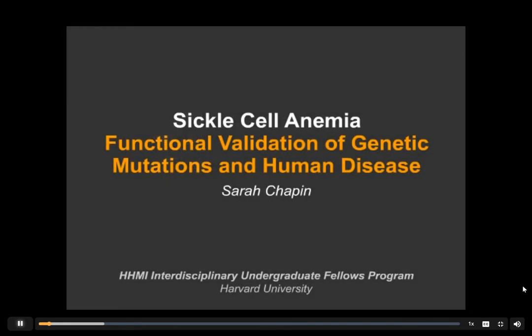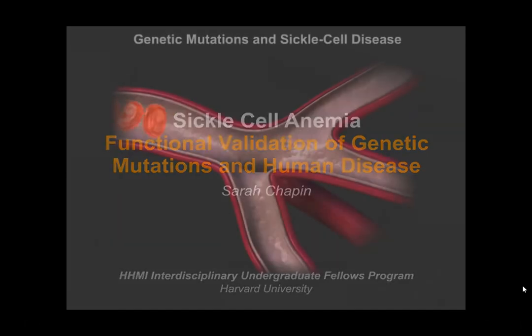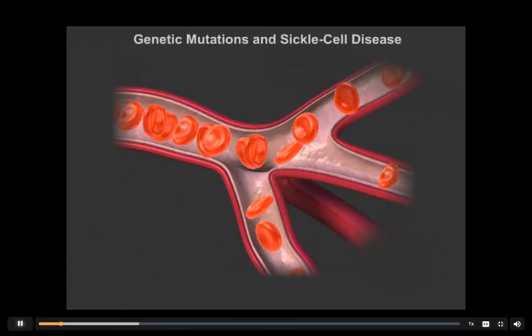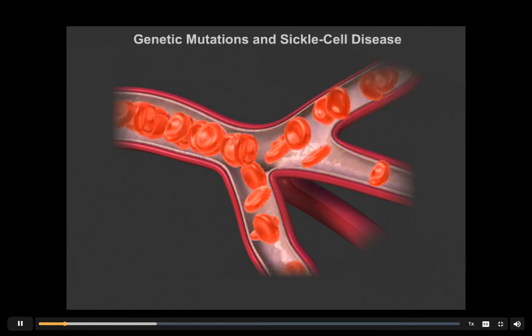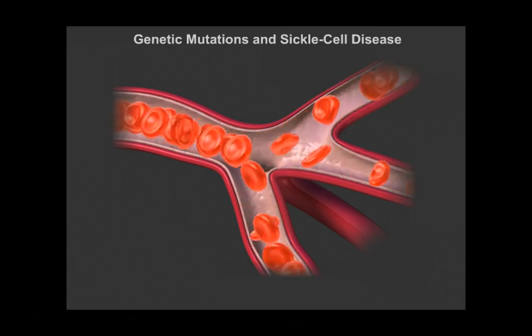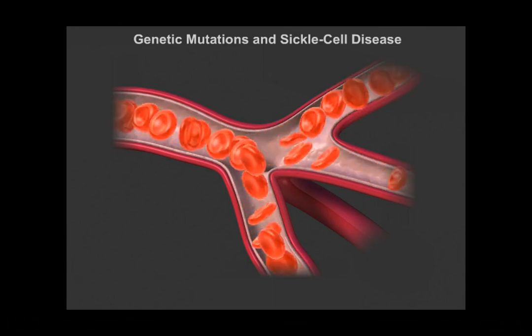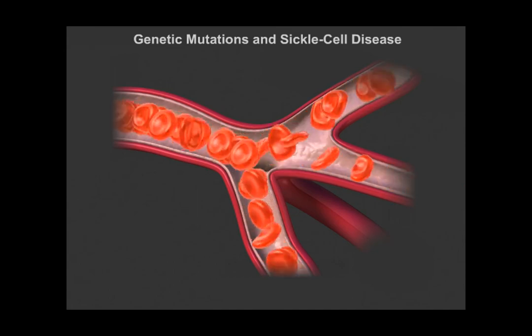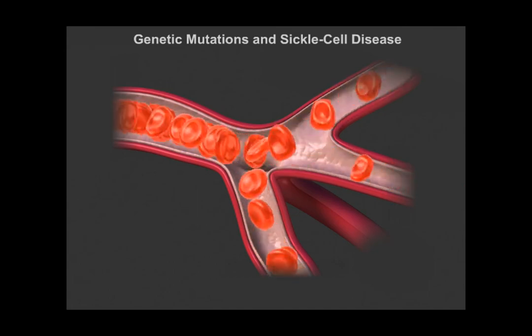Sickle cell anemia, functional validation of genetic mutations and human disease. Tiny variations in the human genome can be significant when they impact protein function. A well-known example occurs in sickle cell anemia, a hereditary blood disorder that dramatically affects the shape of red blood cells and hinders oxygen transport throughout the body.